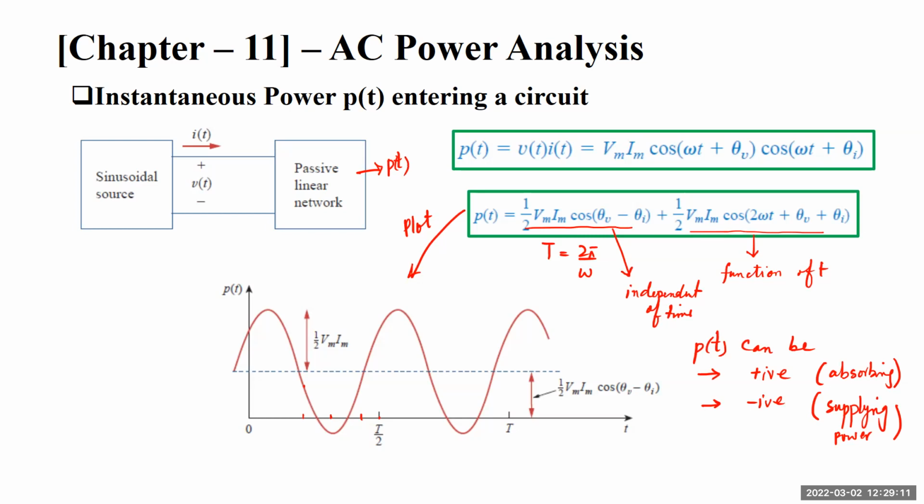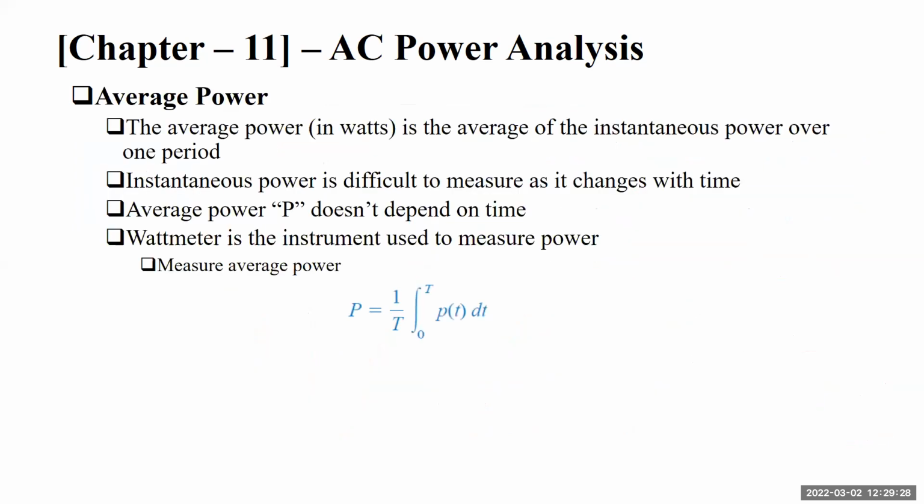We have seen that when we plot this function of instantaneous power, it is a periodic function of time. Let's say the time period is 2 pi by omega. It repeats itself after a certain period of time. So instantaneous power is difficult to measure, and it changes with time. That is the precise reason I was talking about earlier. Average power does not depend upon time.